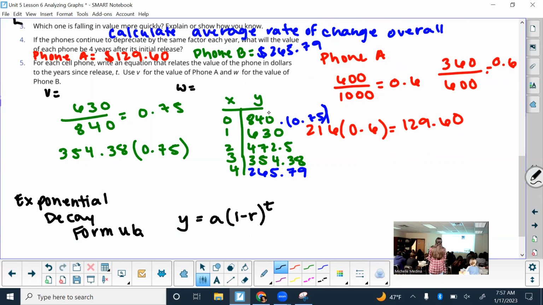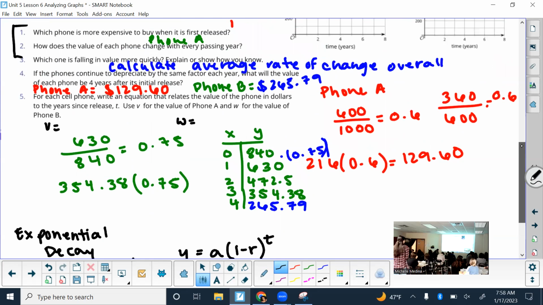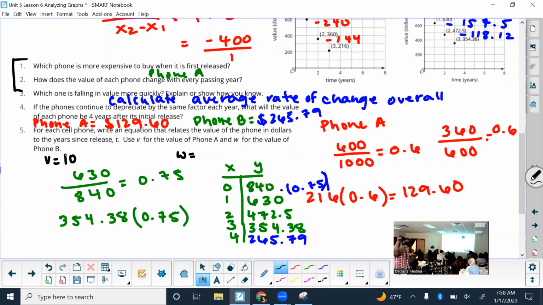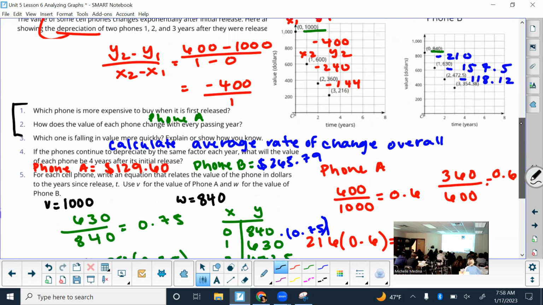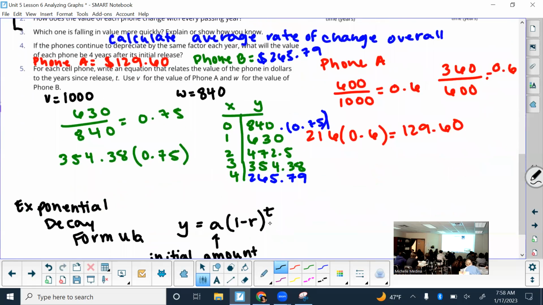A stands for what? Initial value. Good. Initial value, or since it's an A, I always think of it as a noun. But whatever helps you. So what's my initial value of phone A? So that's what I'll put for phone A. For phone B, what's my initial value? Good. And then keep it going with this. Now, it's 1 minus R, which is for what? Good.